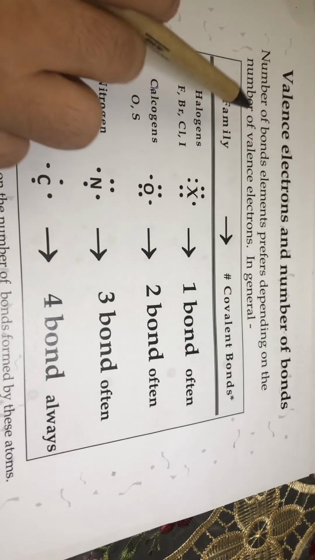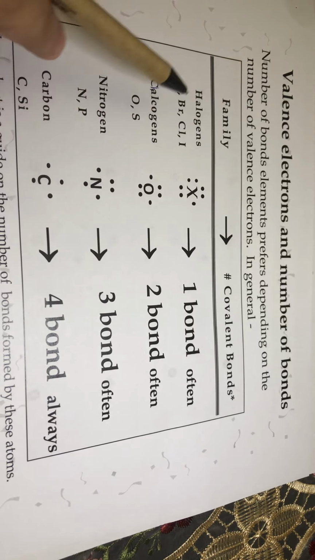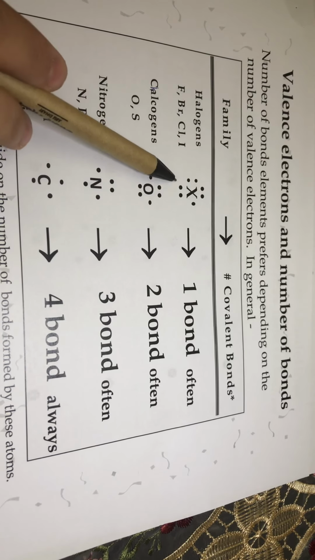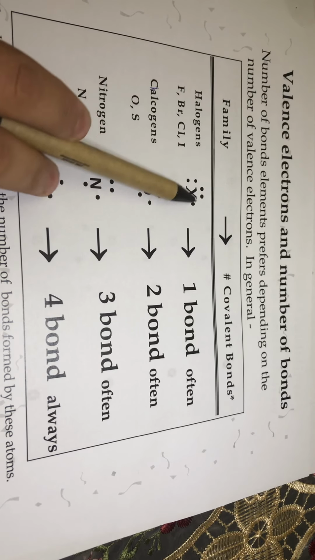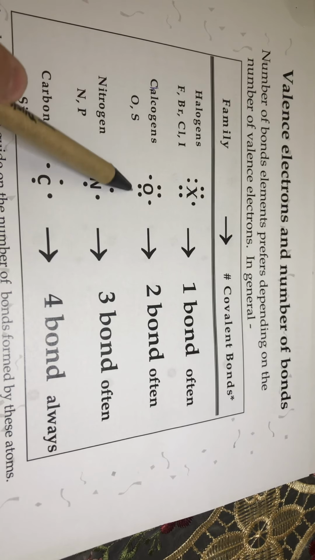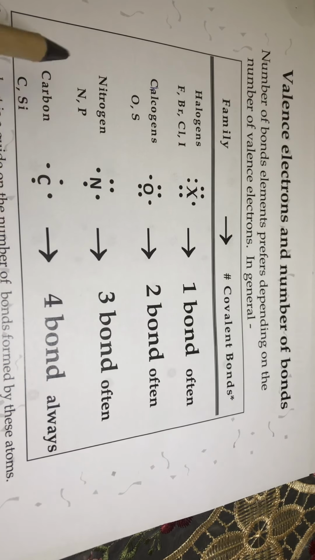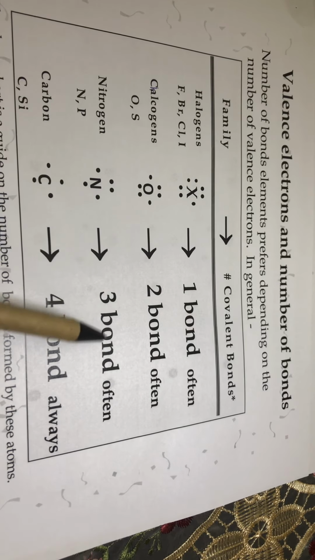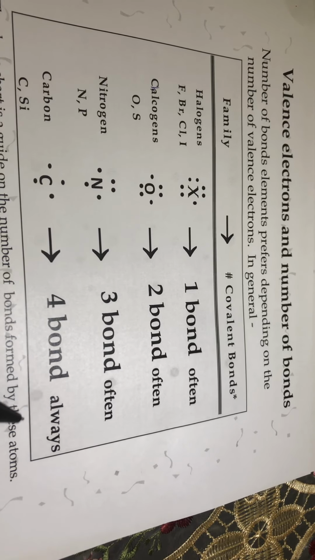The number of bonds an element prefers depends on the number of valence electrons. So in general, group number 7 has 7 electrons or 7 dots, so we often need 1 bond. Chalcogens, or the oxygen group, we draw 6, so we often need 2 bonds. Nitrogen as well, we need 3. And carbon and silicon, group number 4, we always need 4.